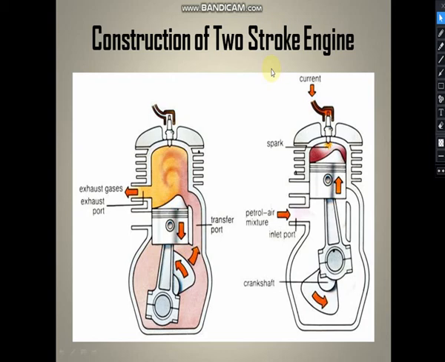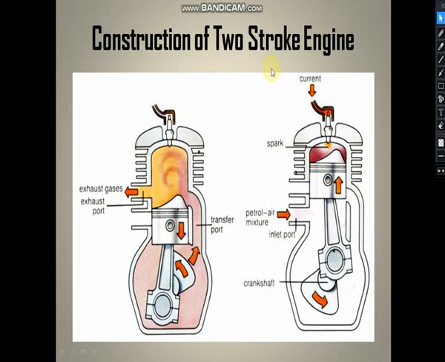And what are ports? Ports are nothing but holes in the cylinder, through which the charge can be expelled out to the atmosphere or drawn into the combustion chamber. Okay, so this is the main constructional difference between the 4-stroke and 2-stroke engine.